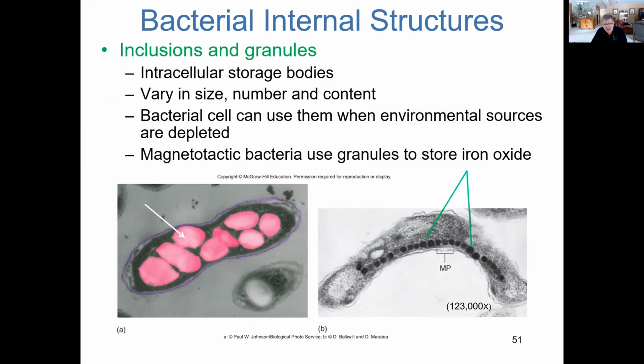And in this case, it allows for this cell to get a better sense of the magnetic field within the Earth. It's fascinating to study this. Who would ever think that we would have bacteria that could orient themselves based upon the Earth's magnetic field?